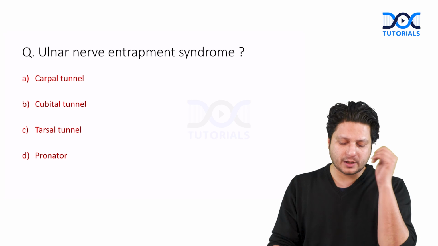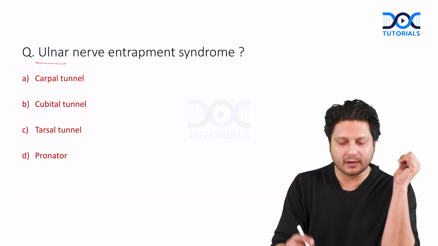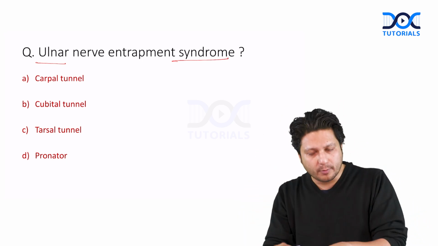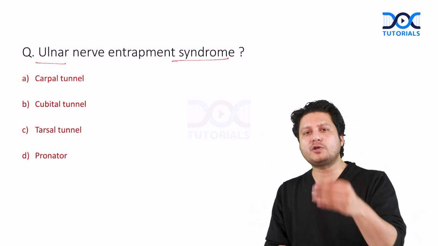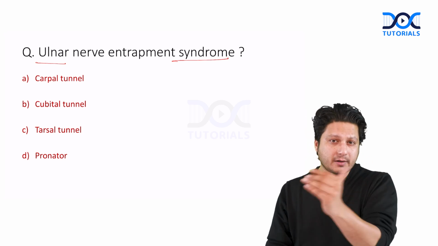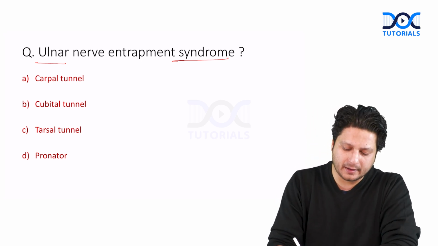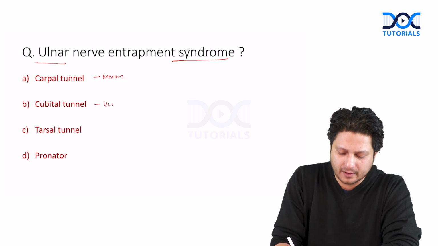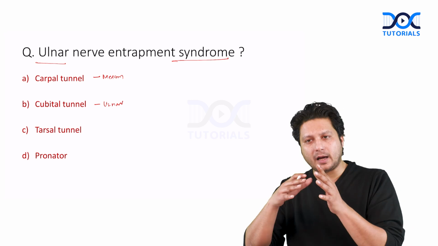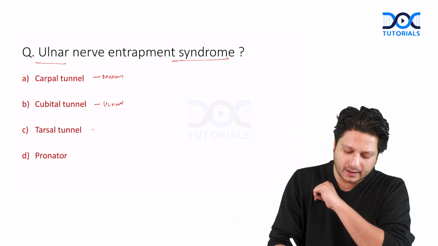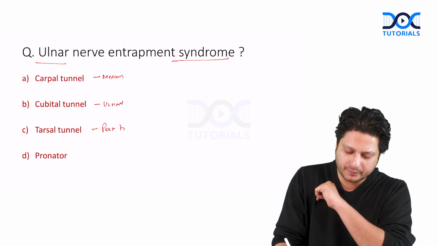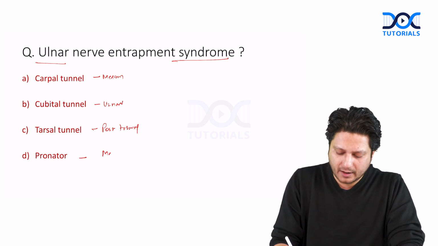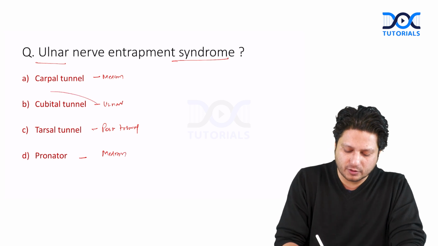Next question is, what is the name of the nerve? Ulnar nerve entrapment syndrome. Now, out of the different entrapment syndromes which are provided to you in the option, in which syndrome is the ulnar nerve trapped? Carpal tunnel, it is median, which is trapped. Cubital tunnel, it is ulnar, which is trapped posterior to the medial epicondyle of the humerus. Tarsal tunnel, it is posterior tibial nerve, which is trapped. While in case of pronator, it is the median nerve again, which is trapped. So answer for this question is cubital tunnel.